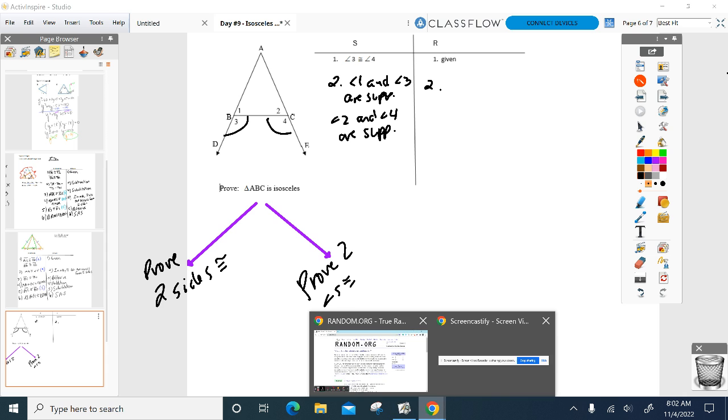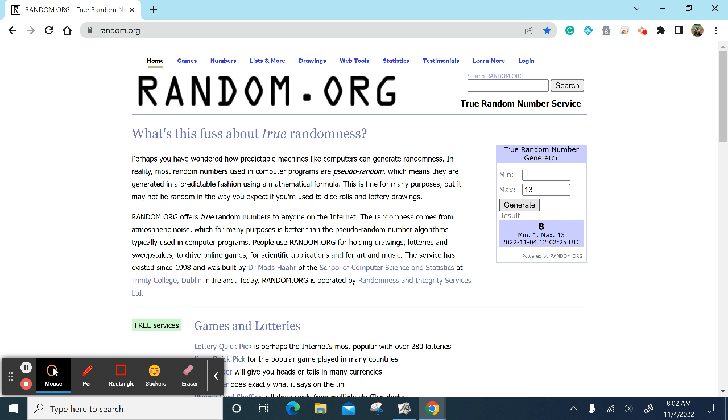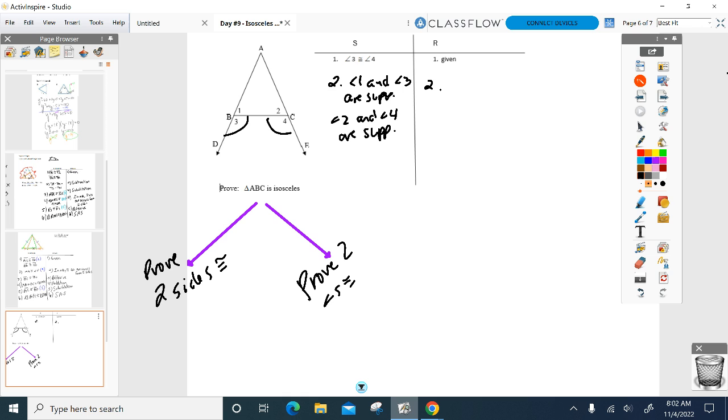Anybody remember the reason here? 8, remember the reason? Remember what these were called right next to each other? Yes, I knew you would dig deep. Good. Linear pairs are supplementary.